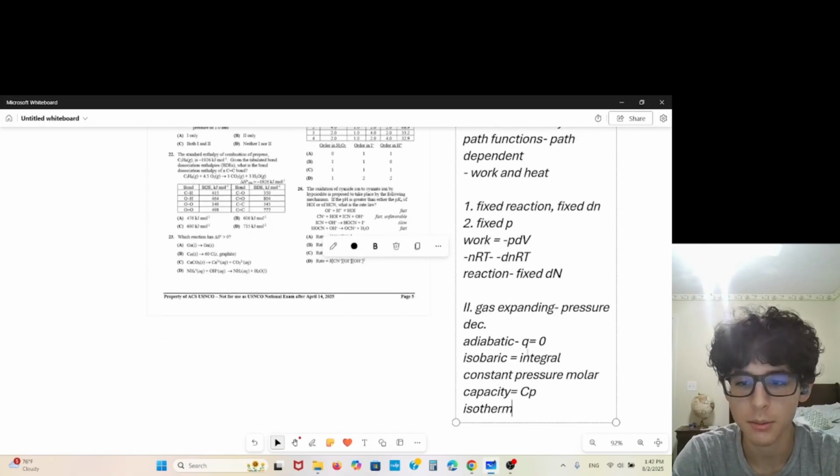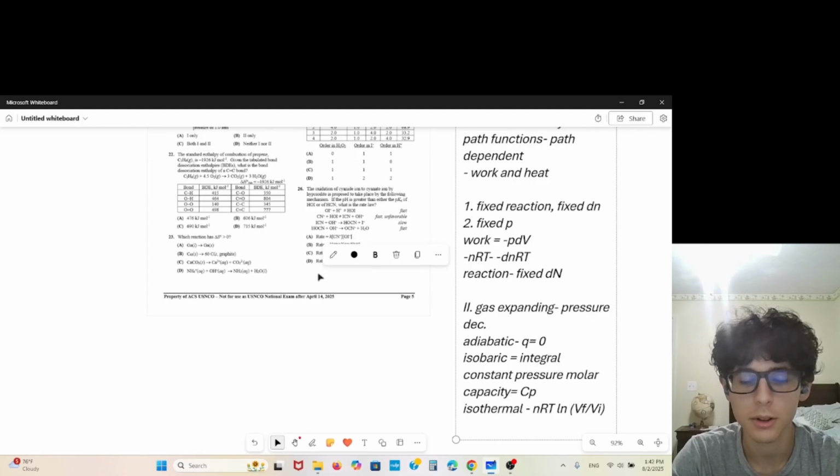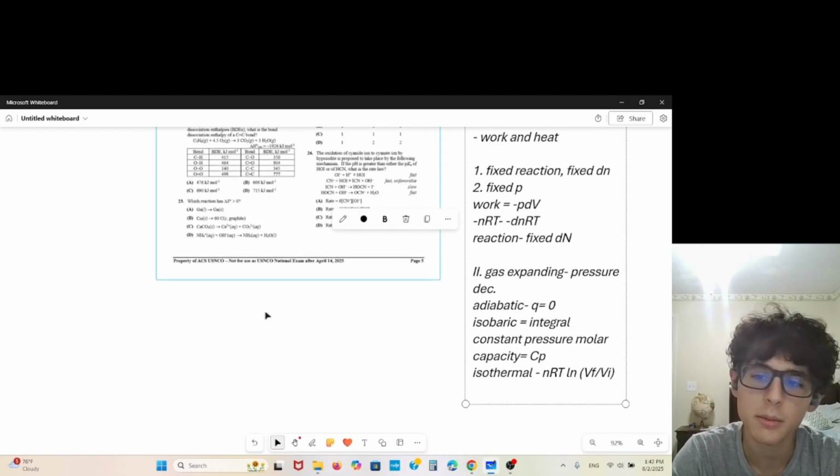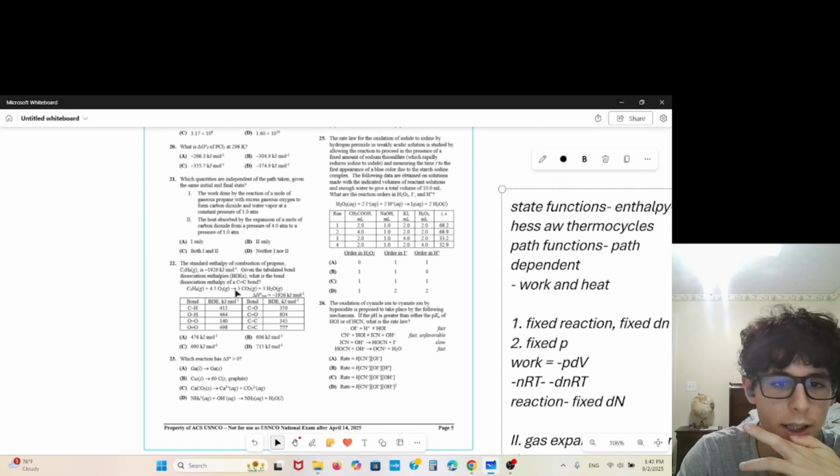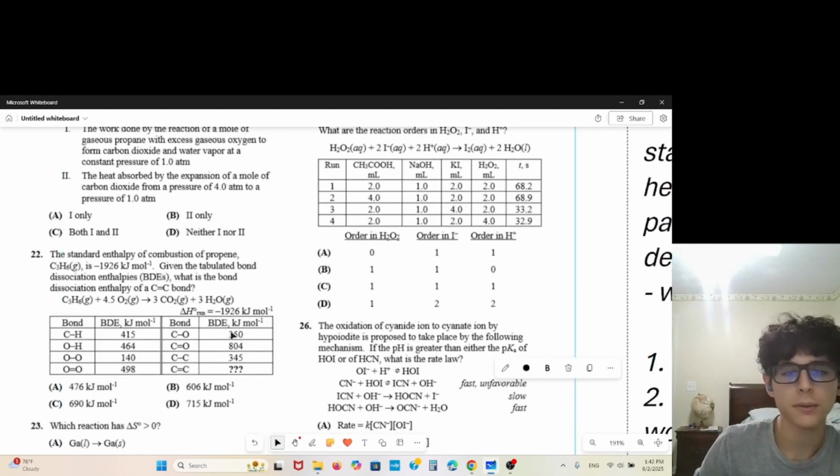If it's isothermal, it's going to be nRT ln of Vf over Vi. So you don't know which way it's going. You would probably assume isothermal, but you never know. It's not isobaric, but it could be adiabatic. So you're not sure which path it's taking. All right, 22. I want you guys to follow what I say.